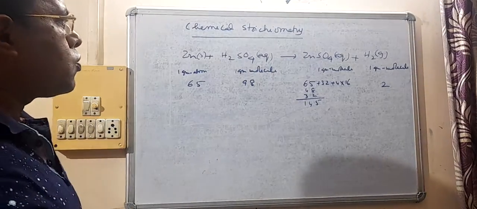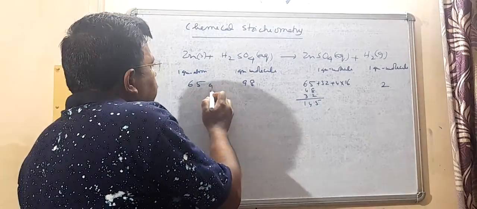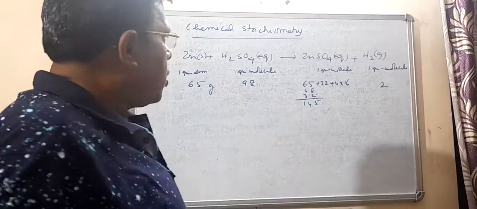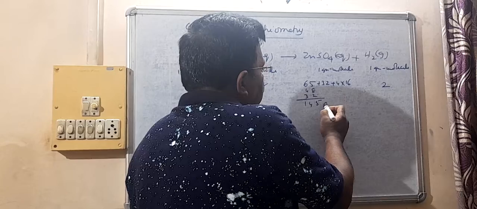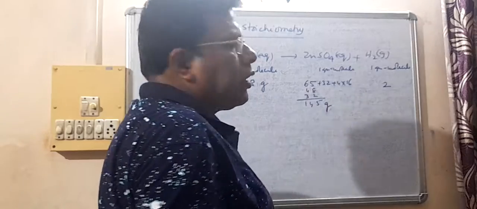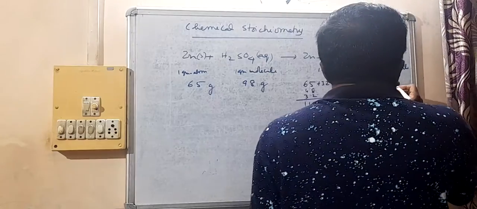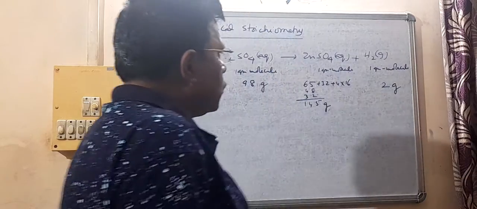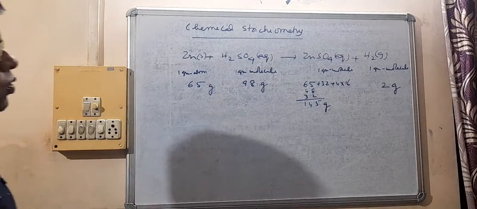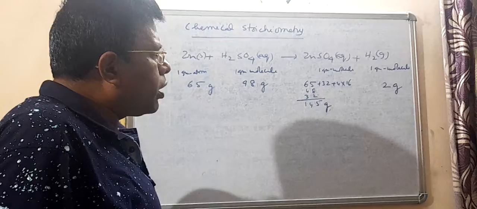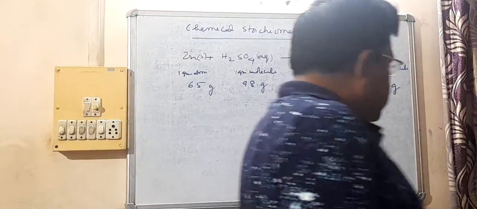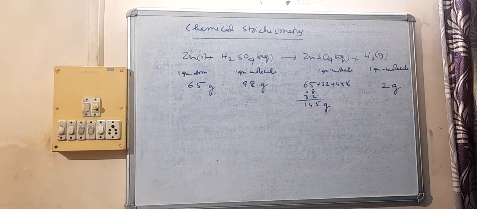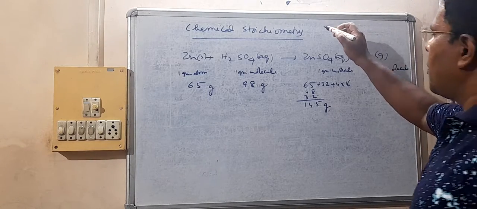We can also say 65 grams of zinc reacts with 98 grams of sulfuric acid to form 145 grams of zinc sulfate and 2 grams of hydrogen. So we can have different interpretations. Now let me tell you one result which comes from mole concept, very important to remember.